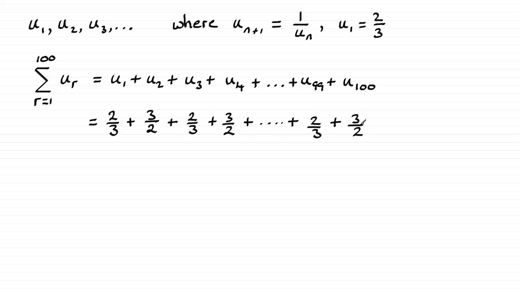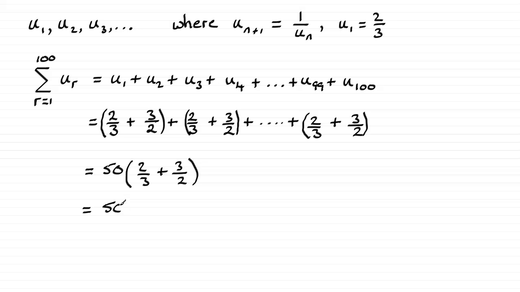Now I've got 100 terms here, but this pattern of 2/3 plus 3 over 2, if I was just to put that in brackets, that pattern there must occur half the number of terms. So in other words, 50 times. So what we've got here then is just simply 50 lots of 2/3 plus 3 over 2. And whether you do this on a calculator or in your head, it's up to you.